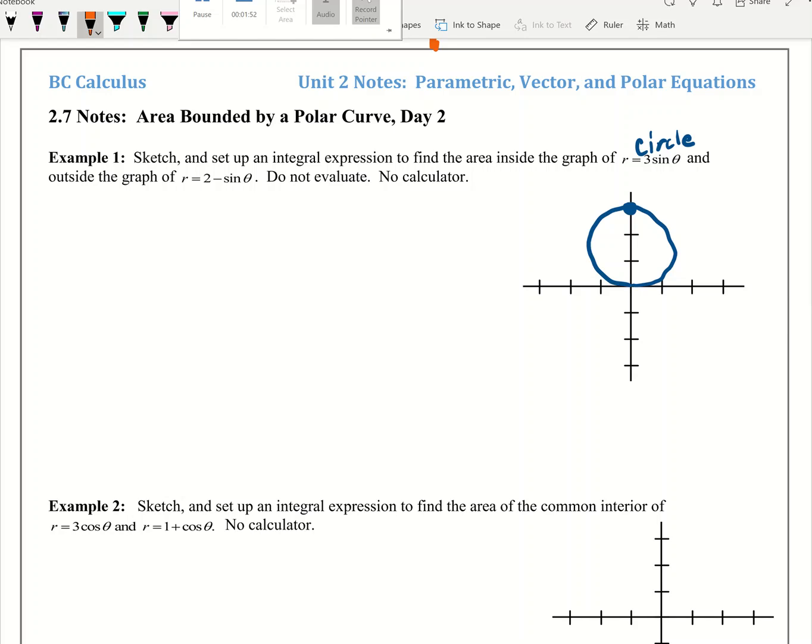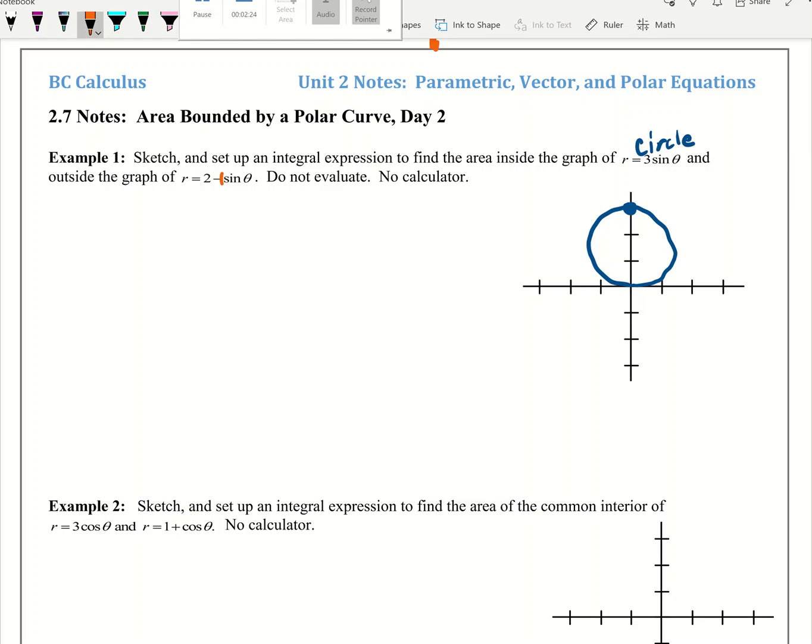All right, I also have r is equal to 2 minus sine theta. Well, this is a limacon with a dimple. You could say limacon all the different ways. But I know that this is not a cardioid because A and B are not the same. And I know this is a limacon with a dimple because A is bigger than B. Now, knowing that will help me as I draw this.